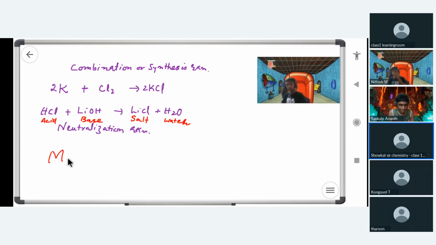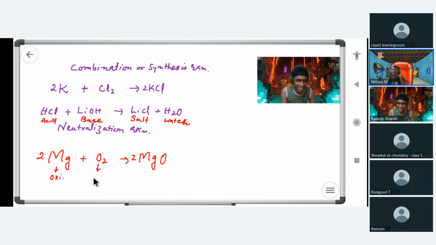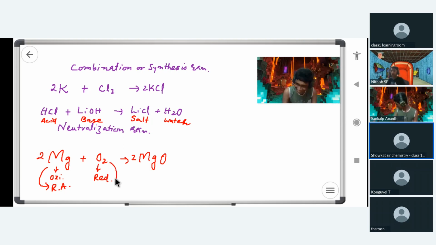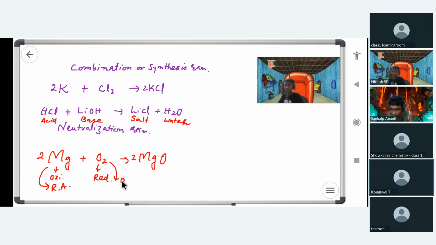Okay, now can you tell me, is it a redox reaction? You have to tell me which has undergone reduction and which has undergone oxidation in this reaction. Sir, magnesium has undergone oxidation. Exactly. See, actually here magnesium has undergone oxidation, and oxygen has undergone reduction. So magnesium is your reducing agent, and oxygen is your oxidizing agent, correct? Yes, sir.